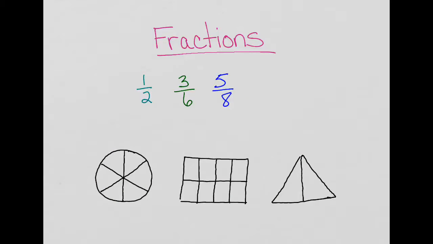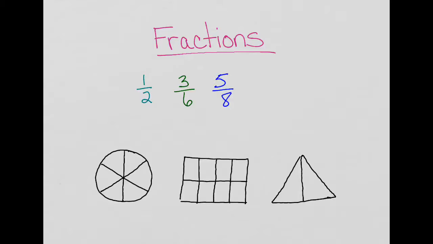So this time, now that we know that the bottom number is how many pieces the whole is cut into, and the top number is the amount of pieces that we're looking at, whether they were eaten, used, taken out, colored, or not colored. They're just the pieces that we want to focus on. Okay, so we're going to use that knowledge now, and we're going to match up which fraction goes with which shape.